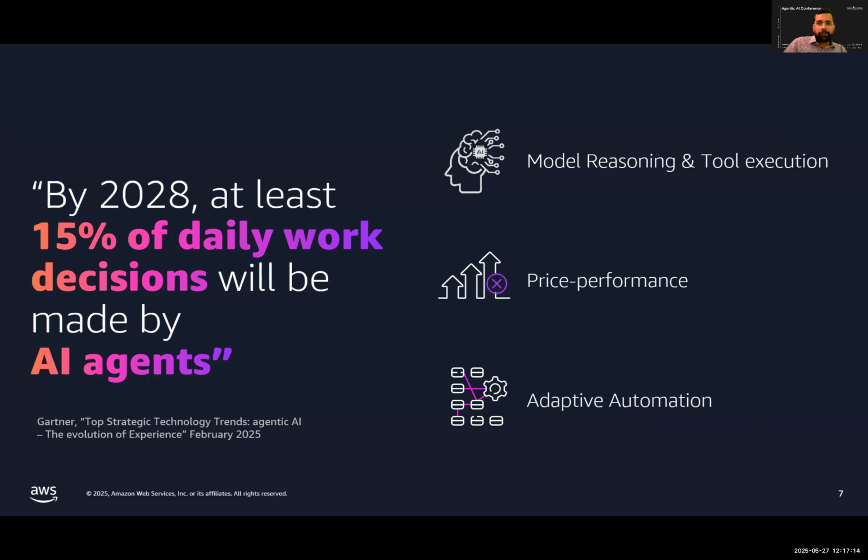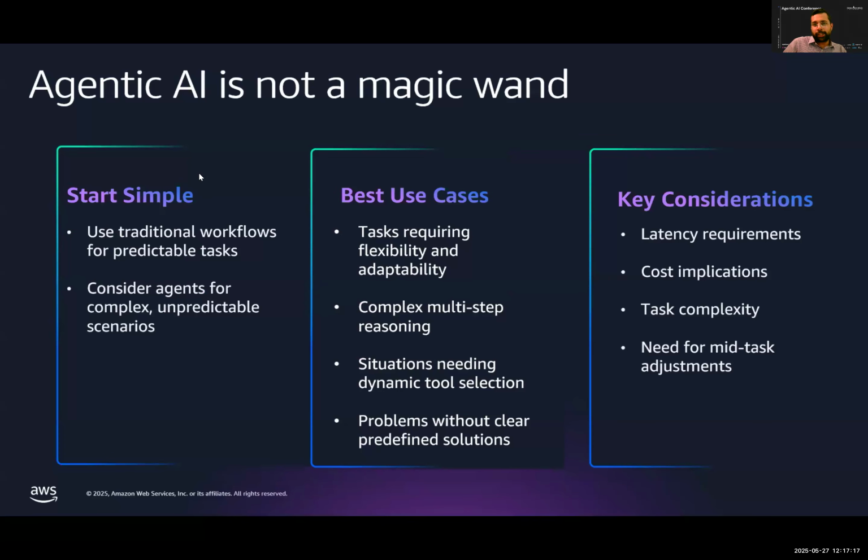Now, one thing to be really aware of is agentic AI is not really a magic wand. And just because everybody is developing agentic AI applications, it doesn't mean it fits every single use case. You have to be really careful about when to use agents, when not to use agents. One key advice we see based on our experience with customers is you should start simple. You should use traditional workflows for predictable tasks. If it's a very clear workflow with no decision making required, you should not use agents. You should use agents for complex, unpredictable scenarios where you actually want the model to be able to reason and think through stuff.